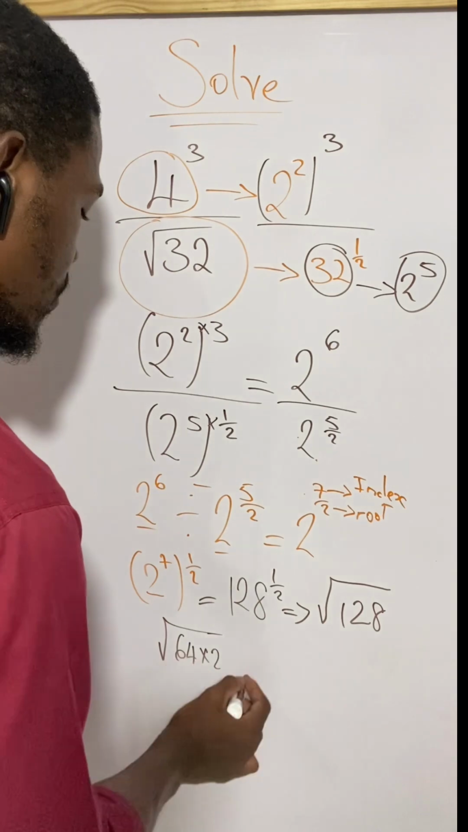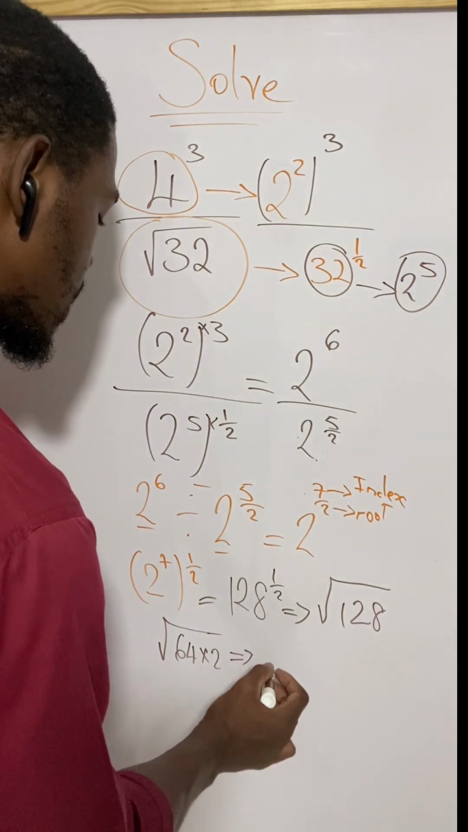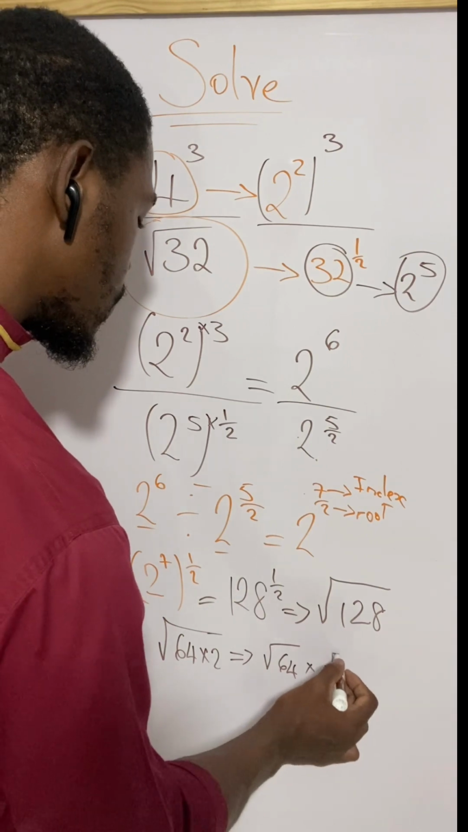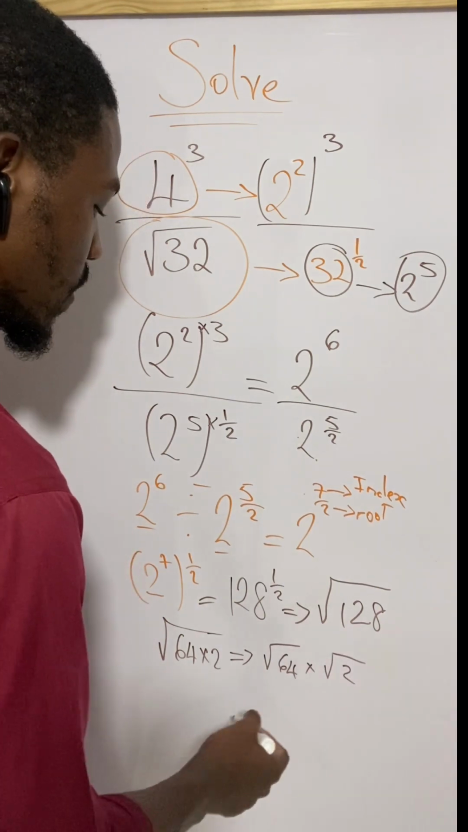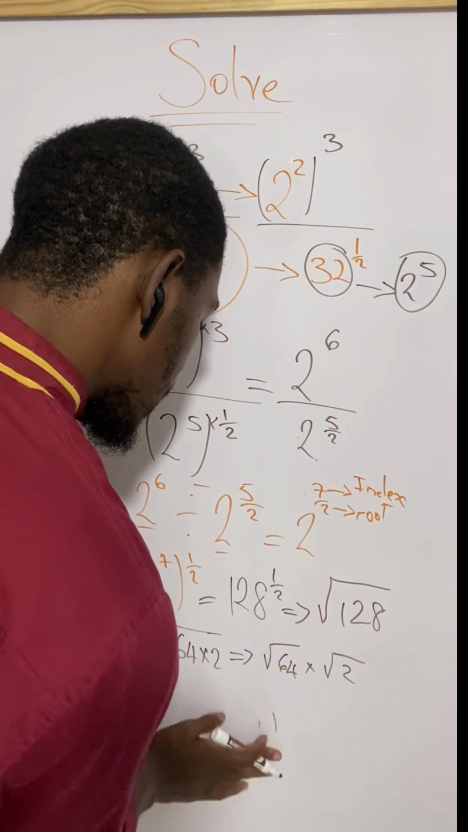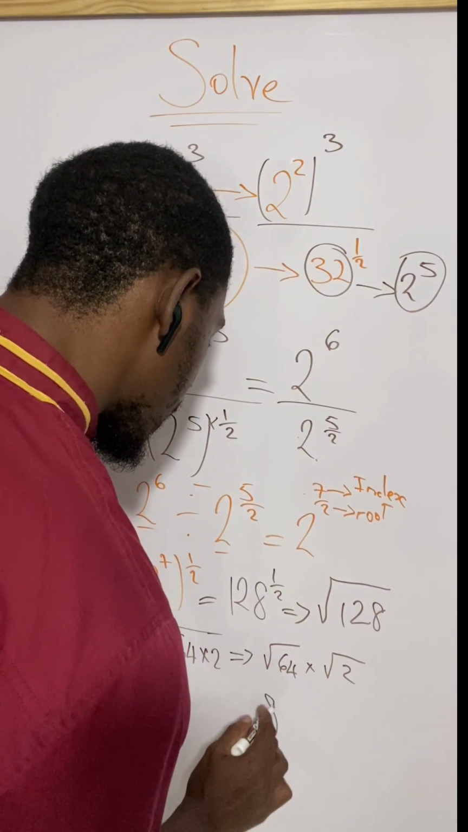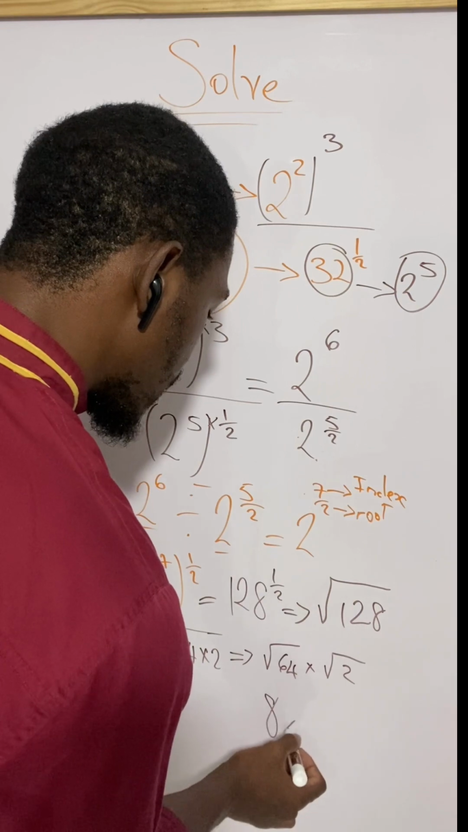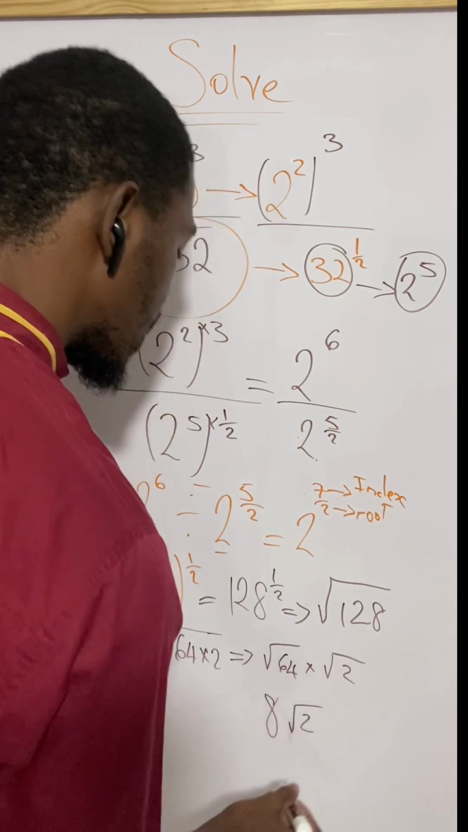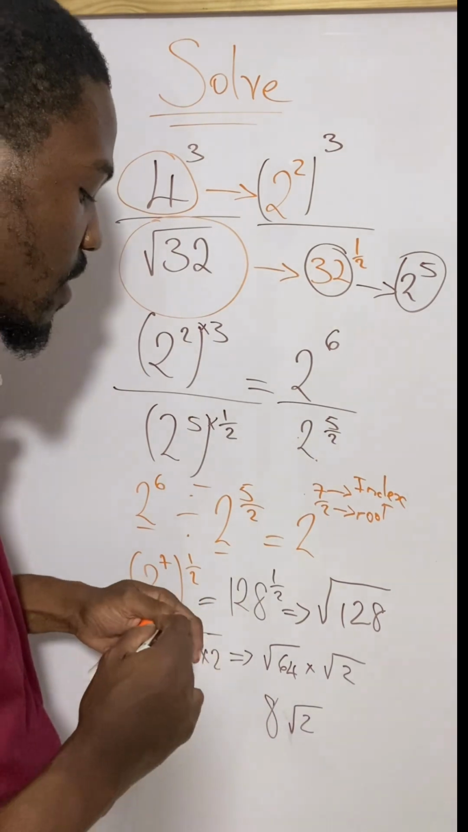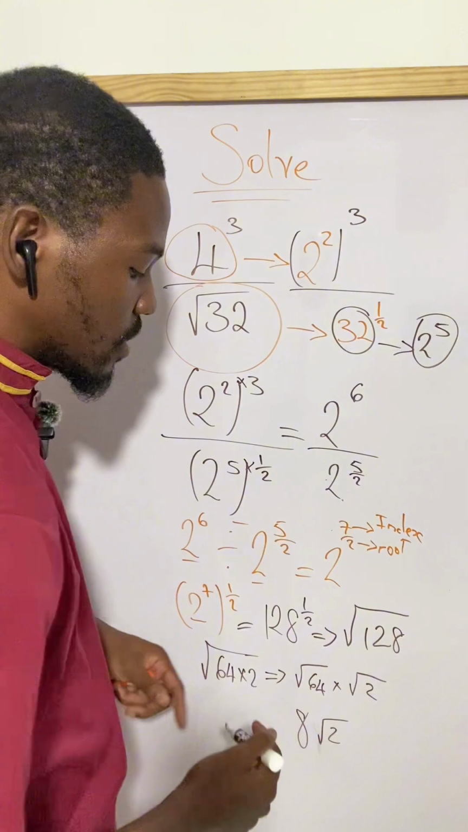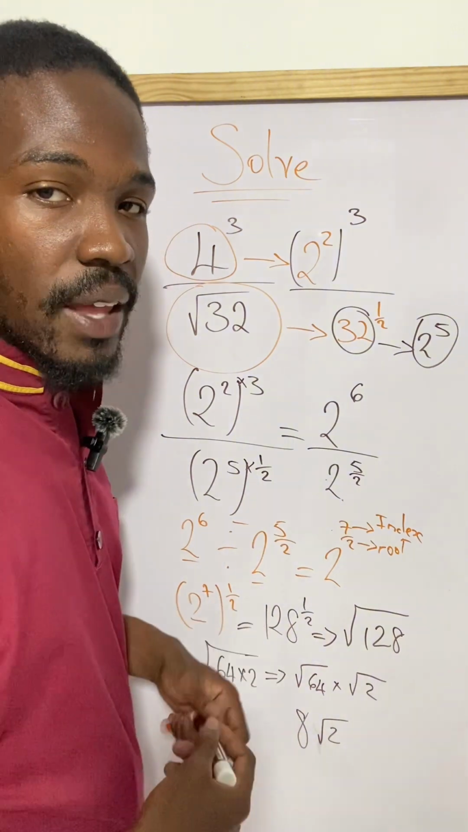Now this can be further written as the root of 64 times the root of 2. The root of 64 is actually going to give me 8. And the root of 2 is an irrational number, so we can just leave it as 8 times the root of 2. And there you have it.